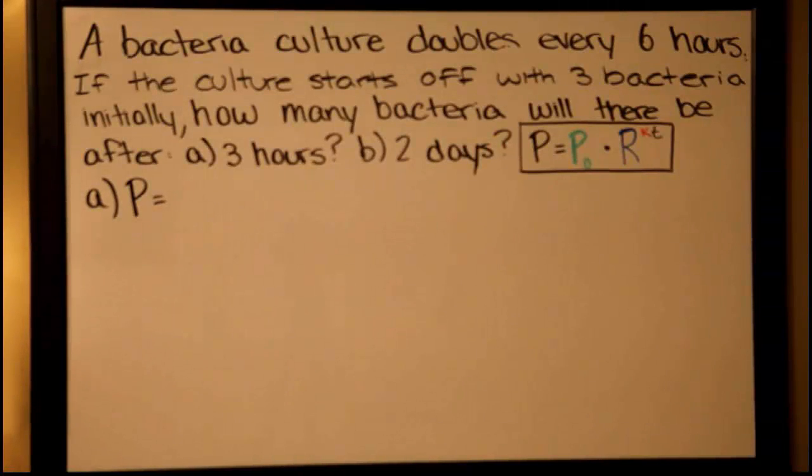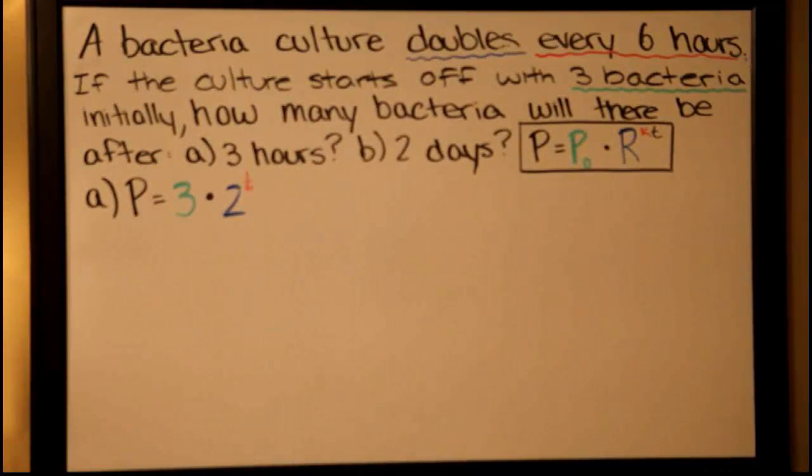We'll start by writing out the equation. P equals, we're solving for P, which is the end population, and then we find that there's 3 bacteria to start, so that's P0, the initial population. Then we go to find the rate, which is double, so it's 2. If it would be triple, then it would be 3, and quadruple would be 4. It's basically how much the population is growing by.